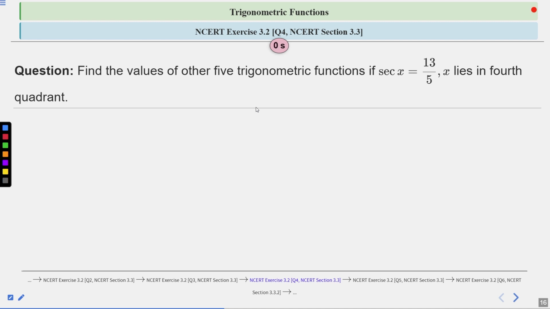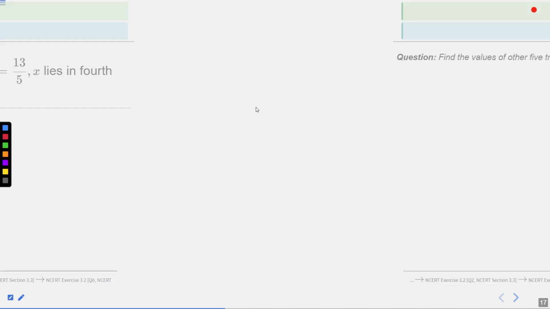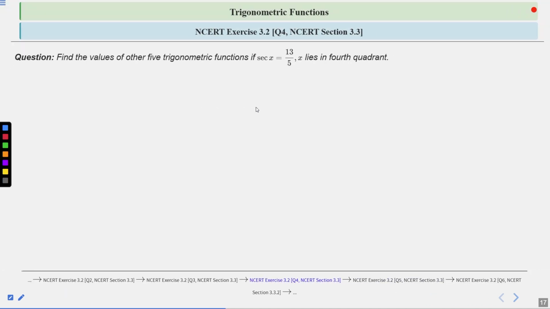Okay, let's move to the solution part. Question is, find the values of other 5 trigonometric functions if sec x equal to 13 by 5, x lies in the fourth quadrant. So correct answer will be sin x equal to minus 12 by 13, cosec x is equal to minus 13 by 12, cos x is equal to 5 by 13, tan x equal to minus 12 by 5, and cot x equal to minus 5 by 12.